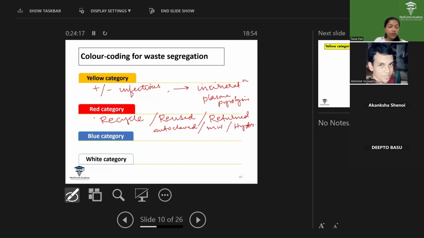Again, yellow category, red category, there is another mnemonic: R, P, and T. So the red category basically contains anything which is rubber, anything which is plastic, or any tubes. This goes for either recycle, reuse, or return.